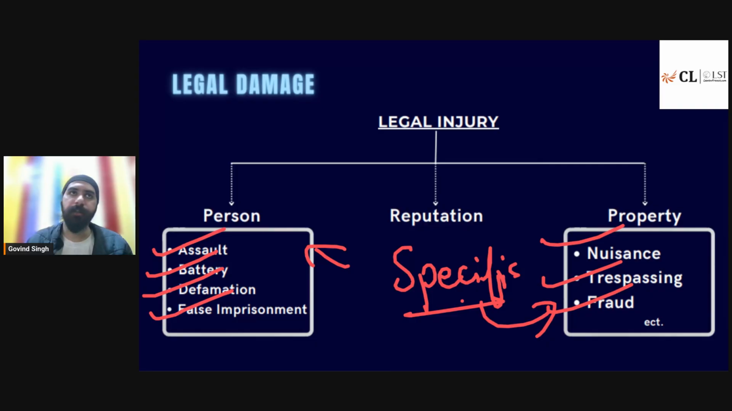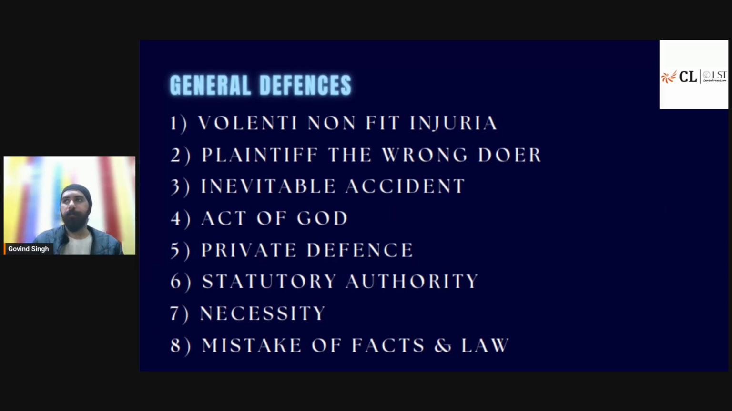What is a defense? A defense is an escape from liability. A defense is something which provides you immunity from liability so that you are not prosecuted under the law of torts. So let's talk about the general defenses. They are classified into 8 different types. There are 8 defenses under the law of torts.